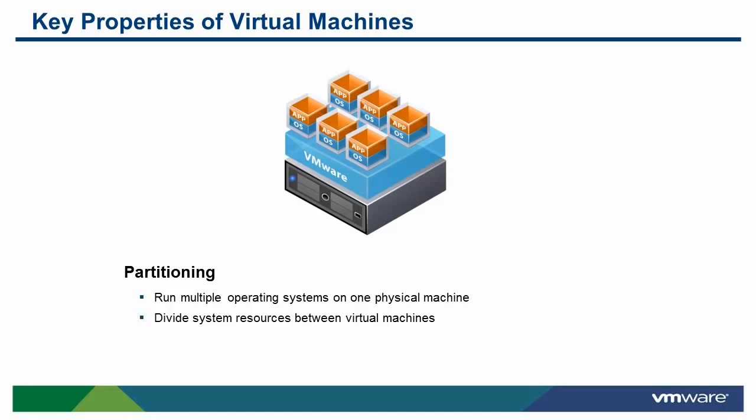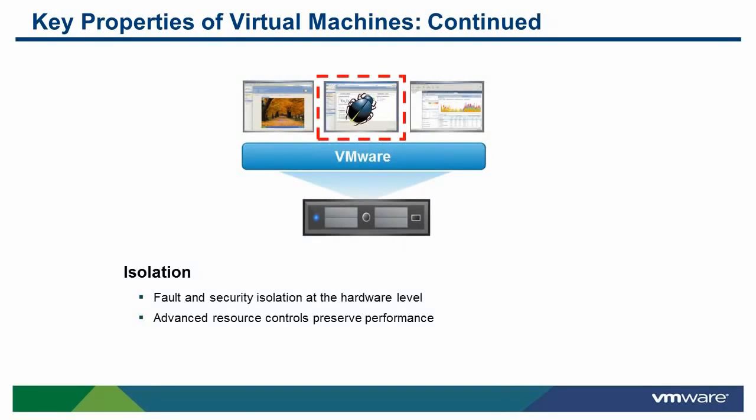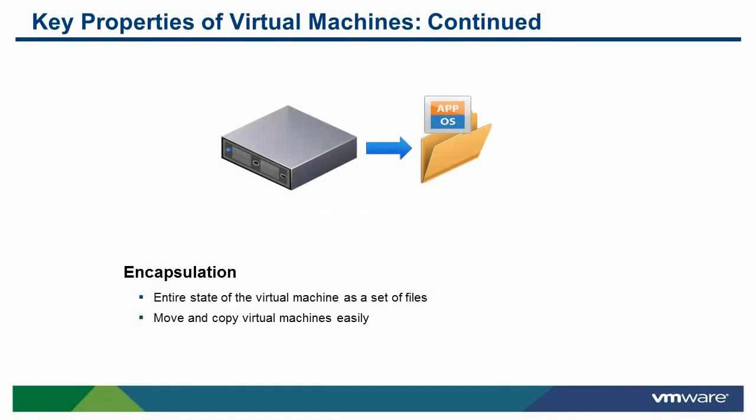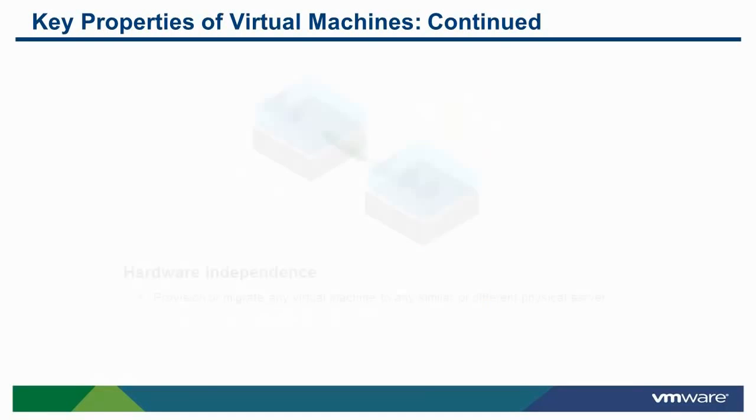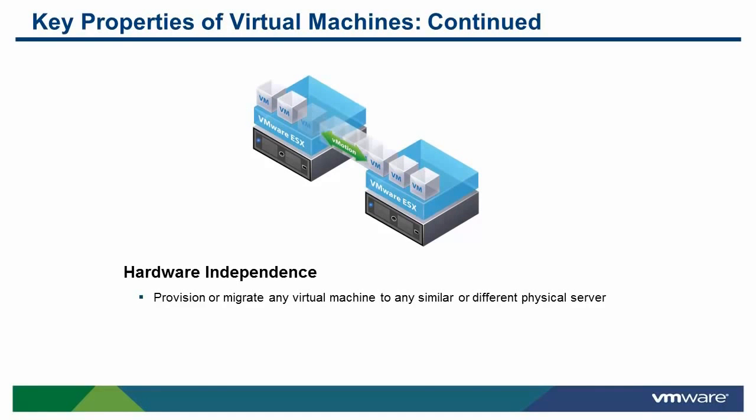Some of the key properties of virtual machines are partitioning, running multiple machines on the same hardware and sharing resources between them; isolation, fault and security isolation at the hardware level; encapsulation, where the entire virtual machine can be saved to files and moved, copied, backed up, and restored; and hardware independence. The virtual machines are not tied to specific hardware or vendors.